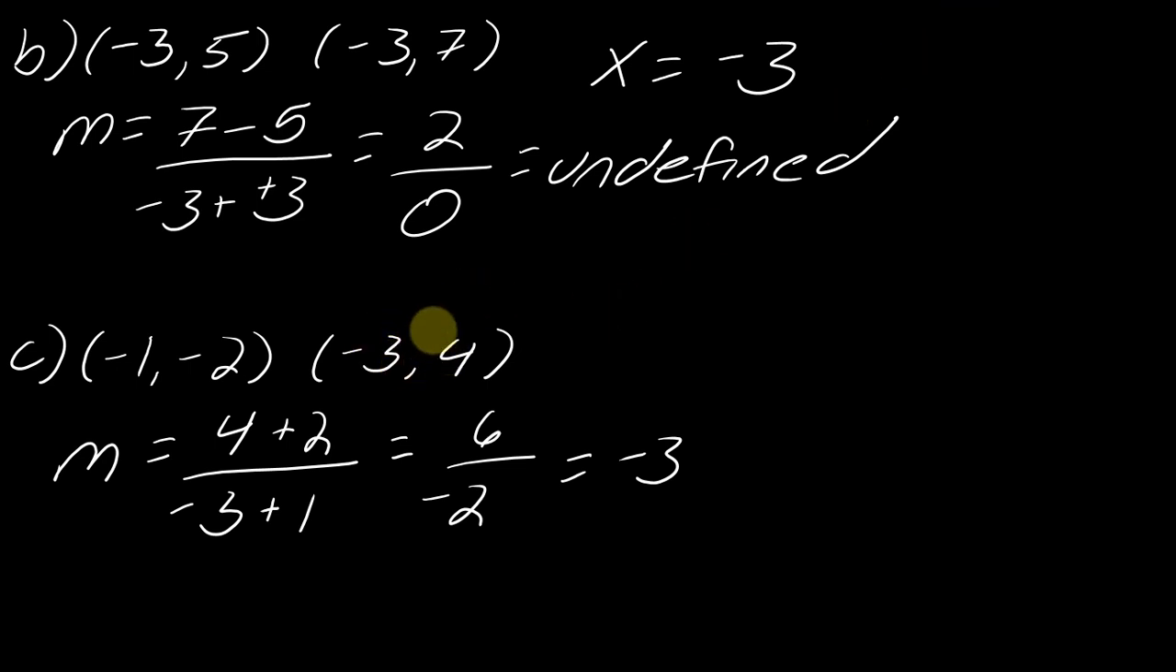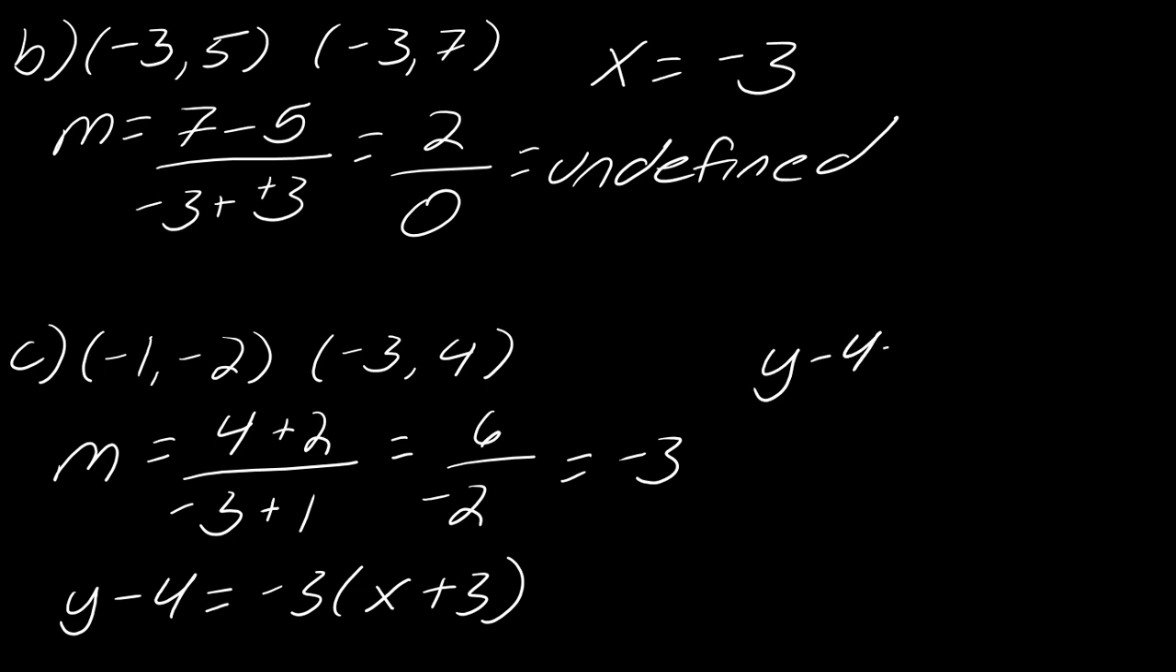Now in this case, I would rather have a point with more positive numbers, so I'm going to use negative 3, 4, but you could totally use negative 1, negative 2, and you should get the same answer. So if you didn't, then you made an algebra error. So this is going to become y minus 4 equals negative 3 times x minus negative 3, which will become x plus 3. So now I can go ahead and distribute.